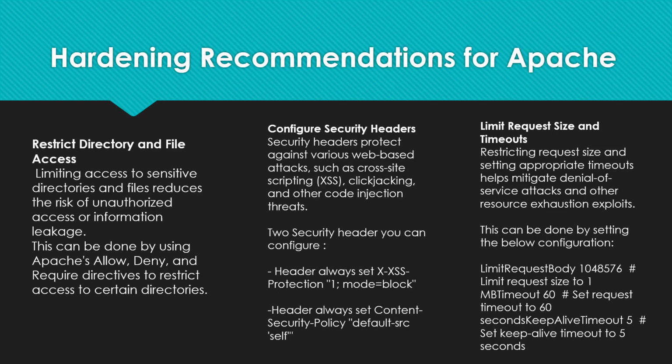Now let's discuss the hardening recommendations for Apache. Let's first start with restrict directory and file access. Limiting access to sensitive directories and files reduces the risk of unauthorized access or information leakage. This can be done by using Apache's allow, deny, and require directives to restrict access to certain directories.